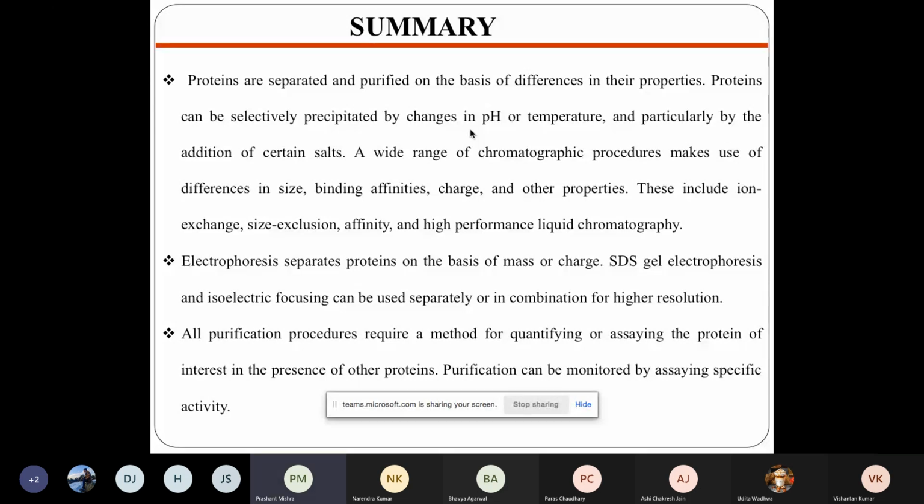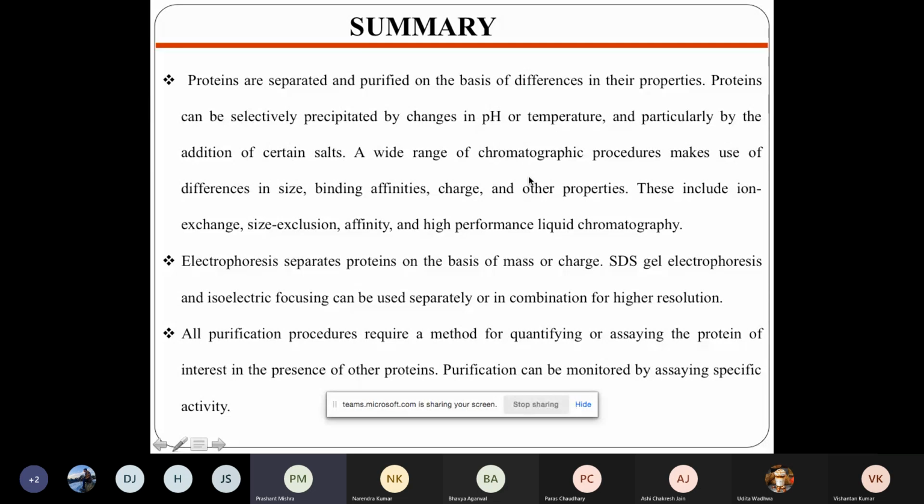The same approach can be used for separation, but most of the time we use a simple method with salt, because pH can also change the activity of an enzyme, which may not be recovered at a later stage. So the most preferred method is using salt. And which salt? Ammonium sulfate.